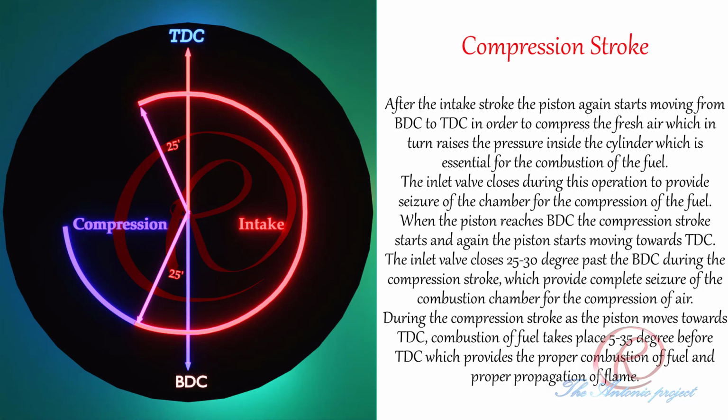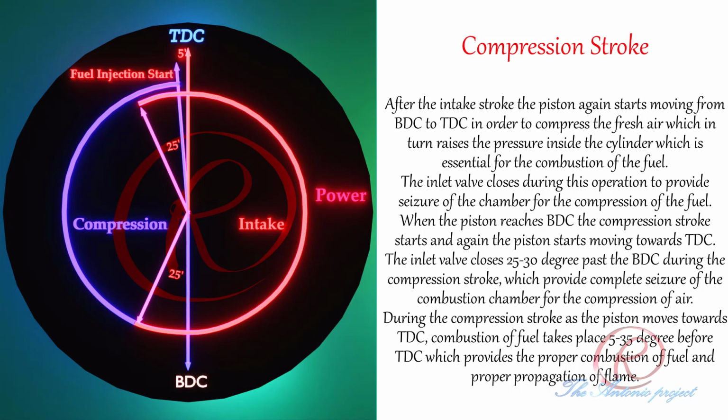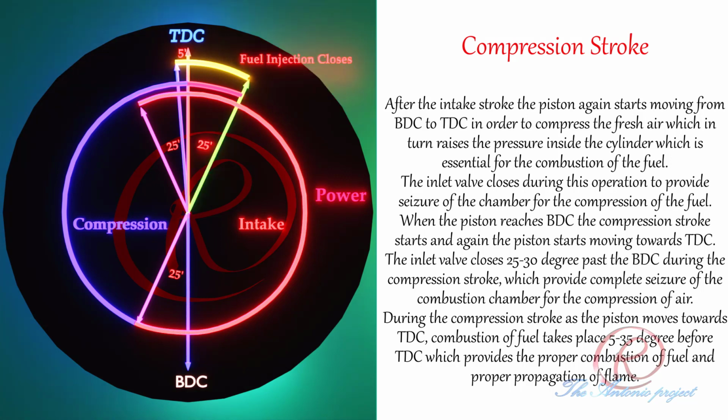When the piston reaches BDC, the compression stroke starts and again the piston starts moving toward TDC. The inlet valve closes 25 to 30 degrees past the BDC during the compression stroke, which provides complete seizure of the combustion chamber for the compression of air. As the piston moves toward TDC, combustion of fuel takes place 5 to 35 degrees before TDC, which provides the proper combustion of fuel and proper propagation of flame.